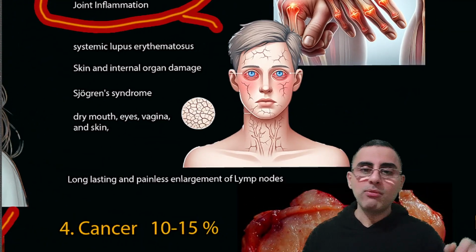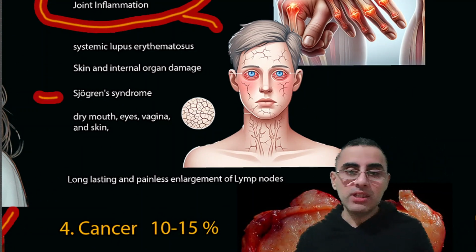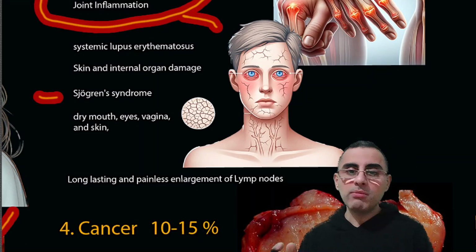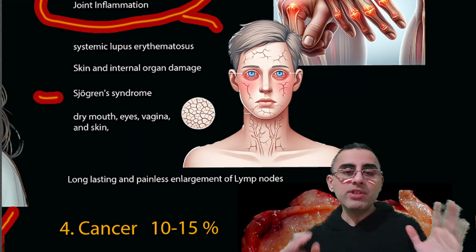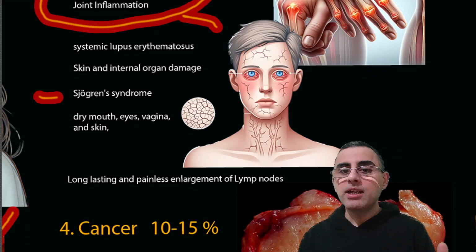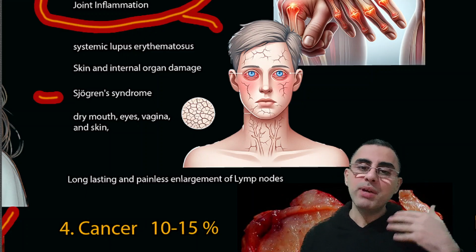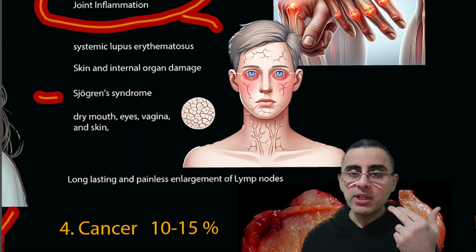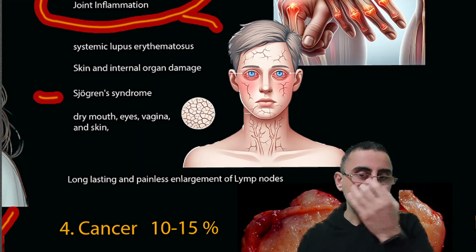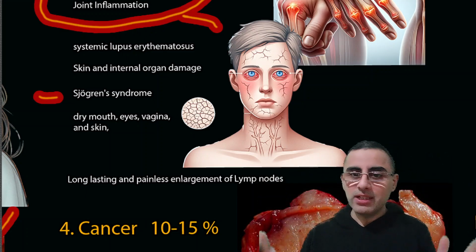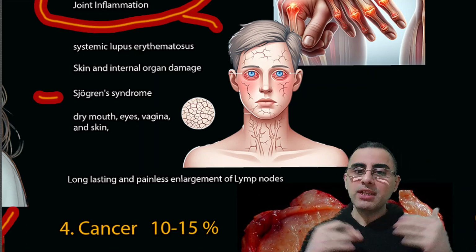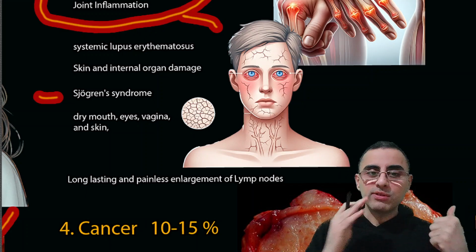And Sjogren's syndrome also is an autoimmune disease, and in this case we can have enlarged lymph nodes. What is Sjogren's syndrome? During Sjogren's syndrome, the immune system mistakenly attacks the body's own glands, like mucous glands, for example in the mouth, and the person has dry mouth, dry skin, dry eyes, dry vagina, dry nose. So the person has total dryness. When there is Sjogren's syndrome, the person has dryness everywhere.